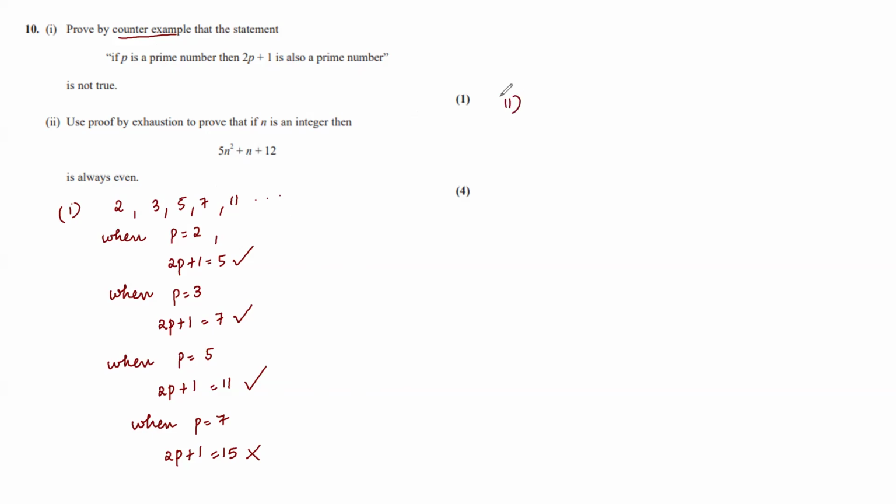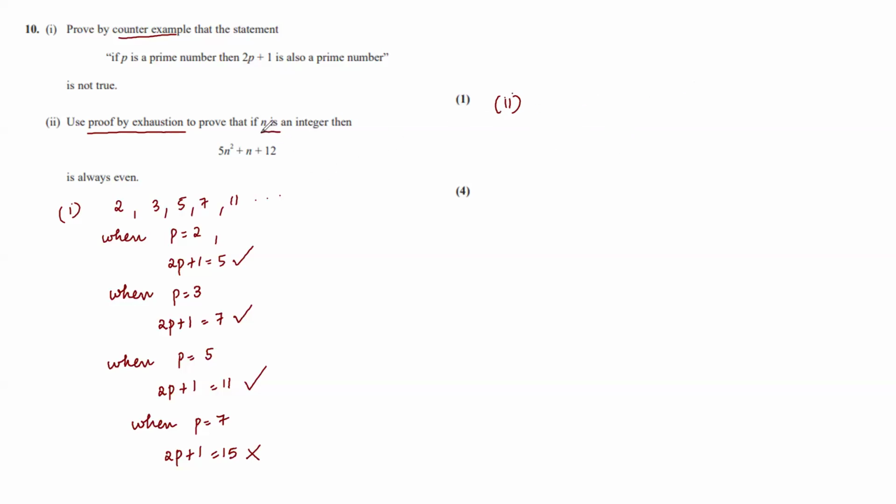Now for the second part of this, use proof by exhaustion to prove that if n is an integer, then 5n square plus n plus 12 is always even. A few things that you need to know. Proof by exhaustion means you need to consider all the different cases. You need to show all the different cases.